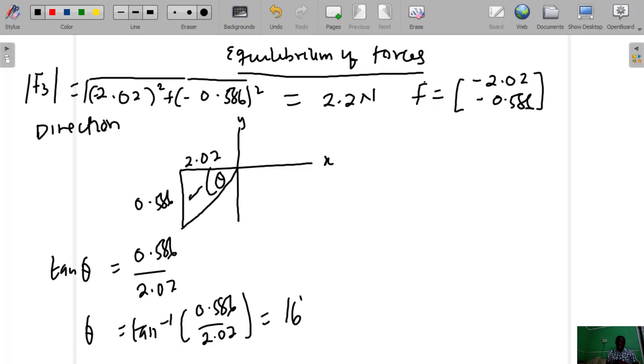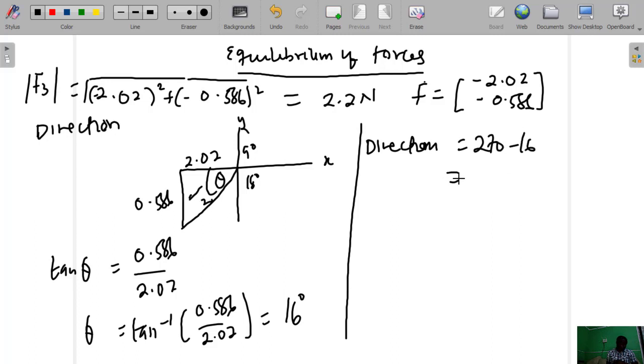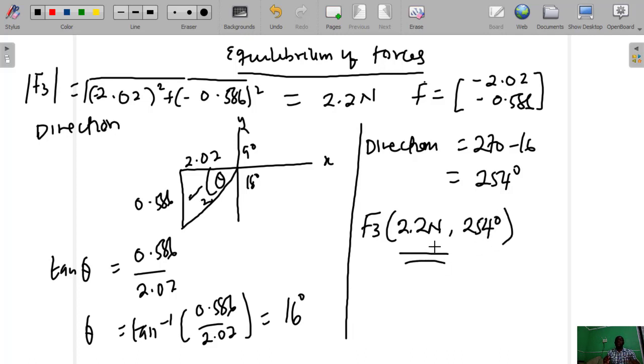So this one will give us 16 degrees. But we can see that this one is within 270. Here is 90 degrees, here is 180 degrees, here is 270. It's within 270. So direction is equal to 270 minus 16, which will give us 254 degrees. So therefore our F3 will be 2.2 Newton at 254 degrees. This will be our F3. So let's still solve more examples here.